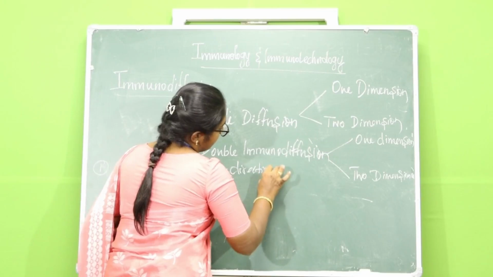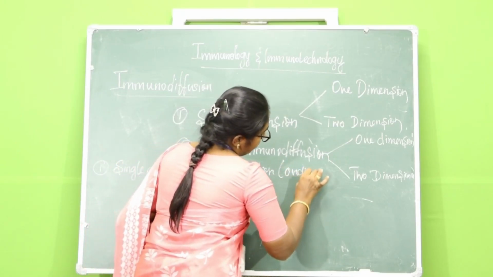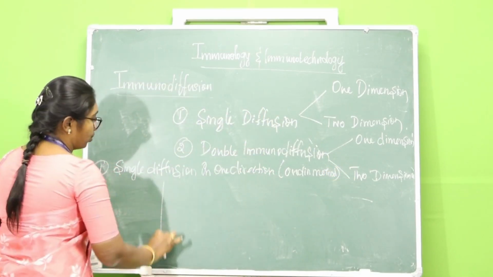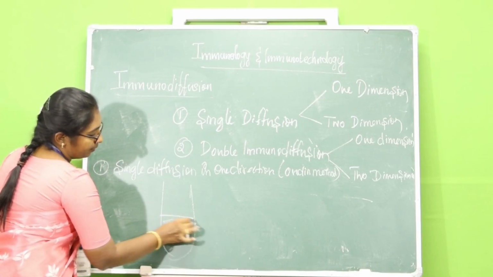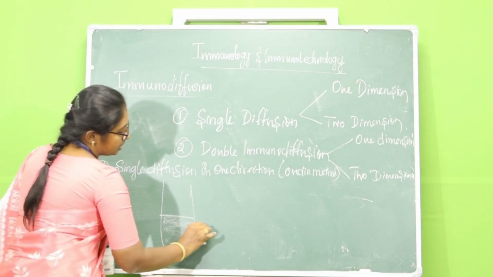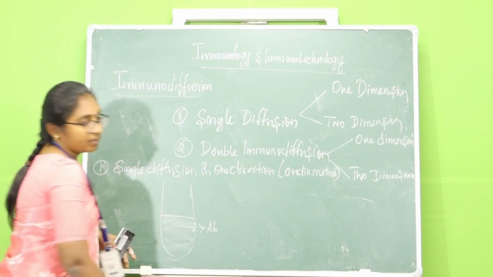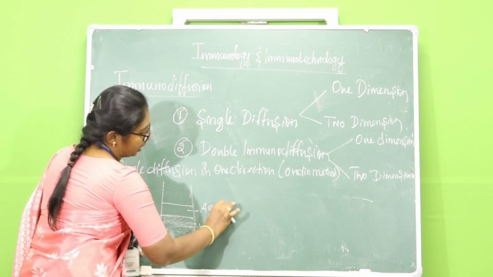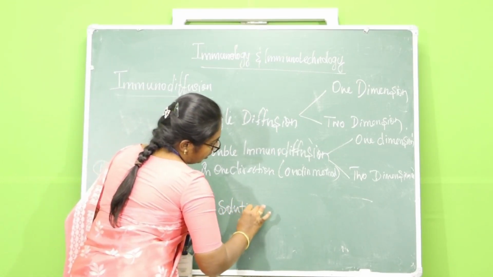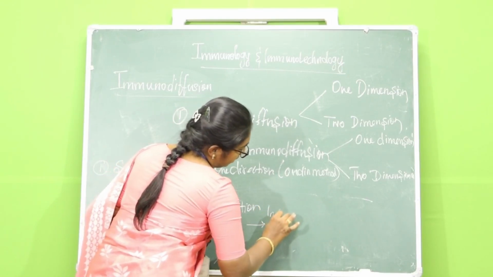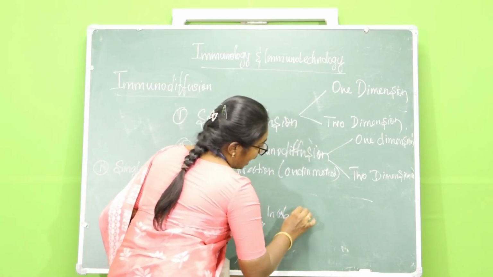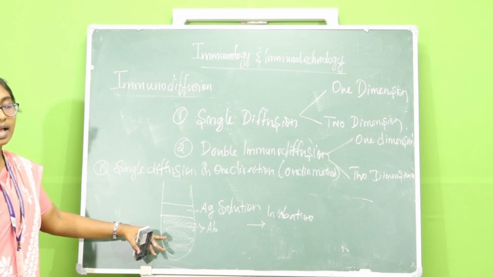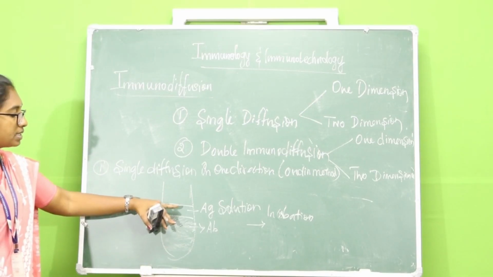This method we call the Oudin method. How this is performed: in a test tube we add agar which is infused with antibody. To this we add an antigen solution. When we keep it for incubation, what happens? Only the antigen moves through the antibody gel.